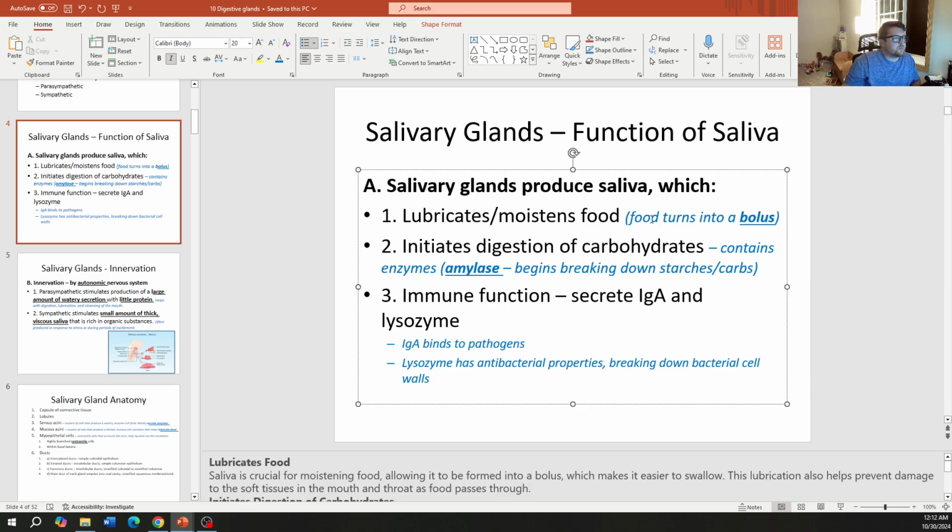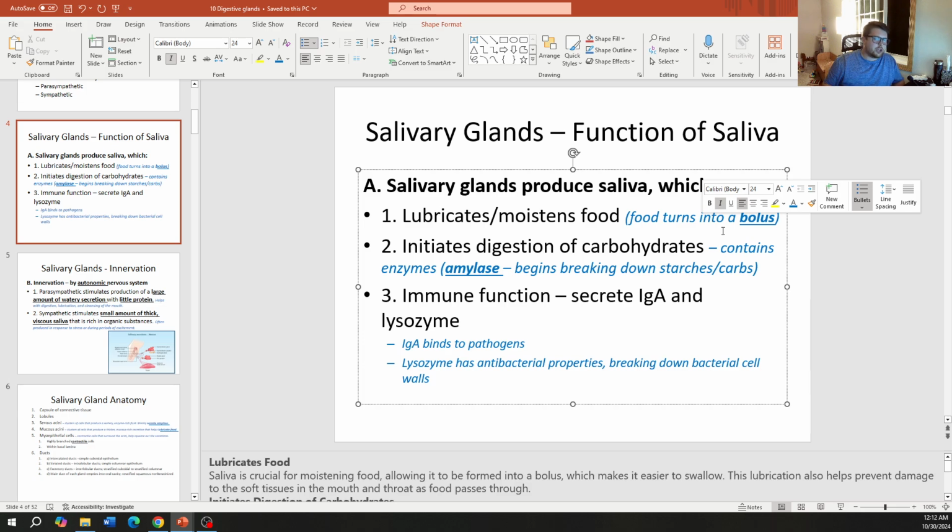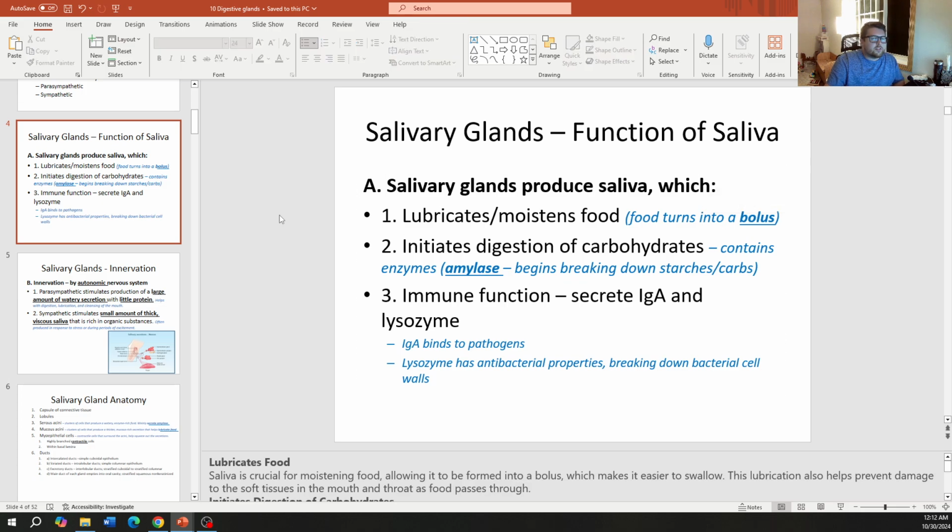One other thing, just noting some vocab that's going to be popping up here and there. Bolus: food turns into a bolus. If you've ever taken a big bite, or done something like the saltine challenge, where you have to eat so many crackers in a minute, all of the food turns into one big blob. That's what we refer to as a bolus, okay?